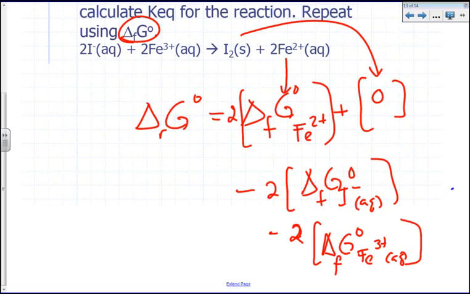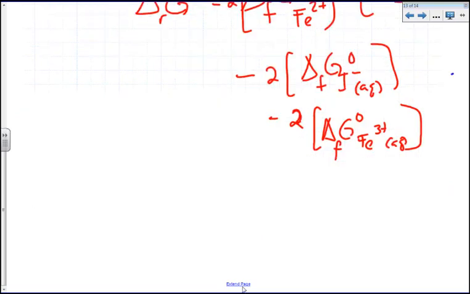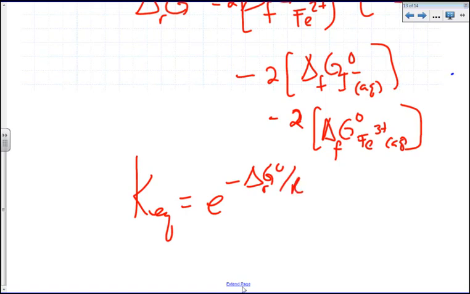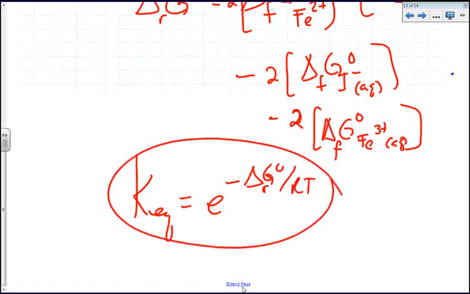Okay, and that should be a straightforward calculation. Once you've gotten your delta G, then you can calculate KEQ just like before. It is e to the negative delta G naught over RT, and you should get essentially the same KEQ value. I'll leave that up to you to figure out.